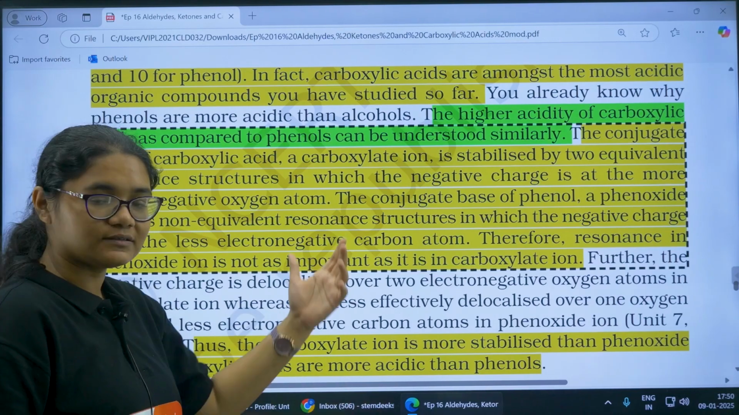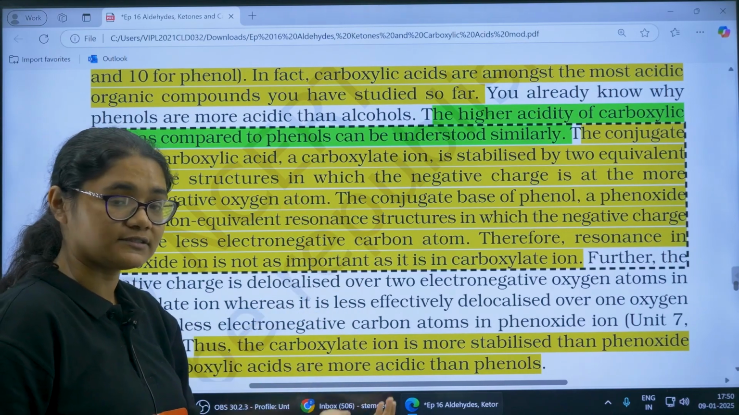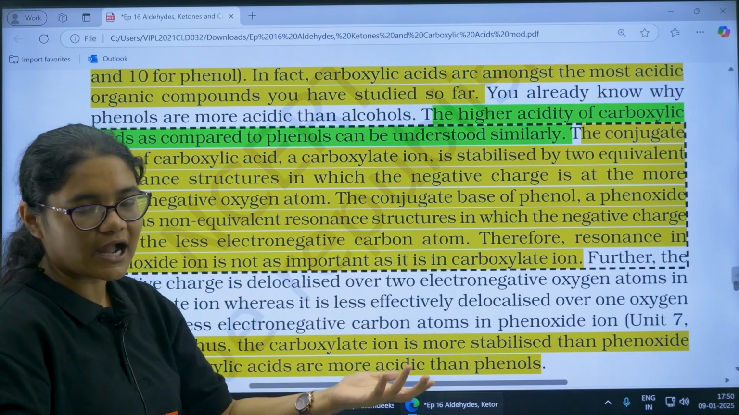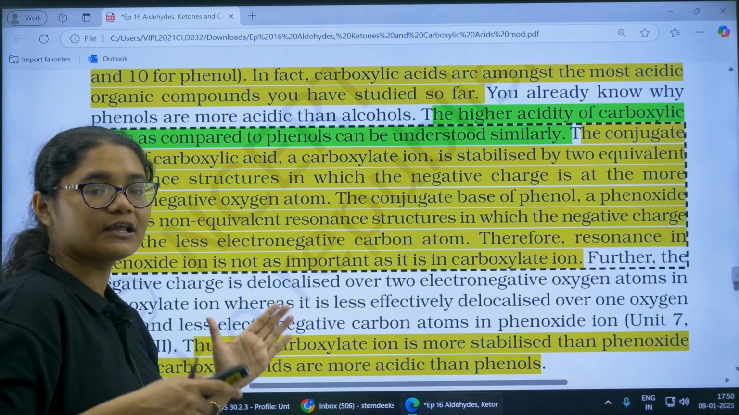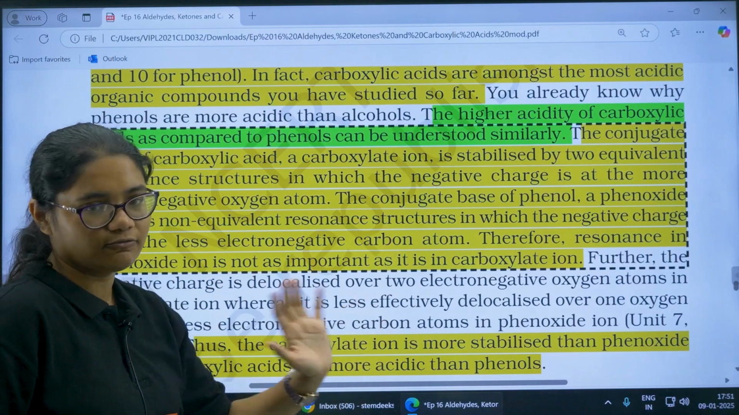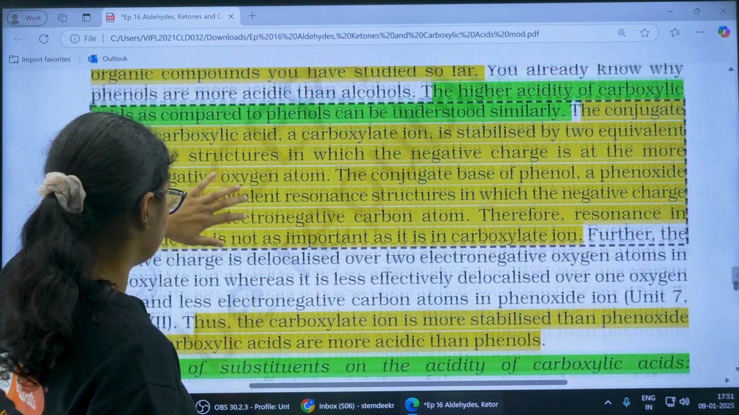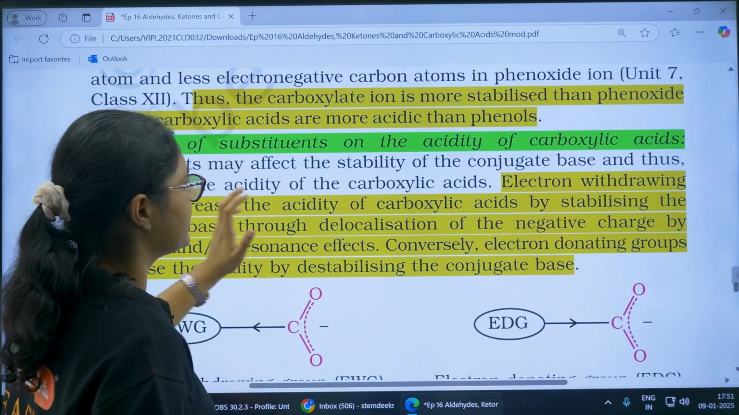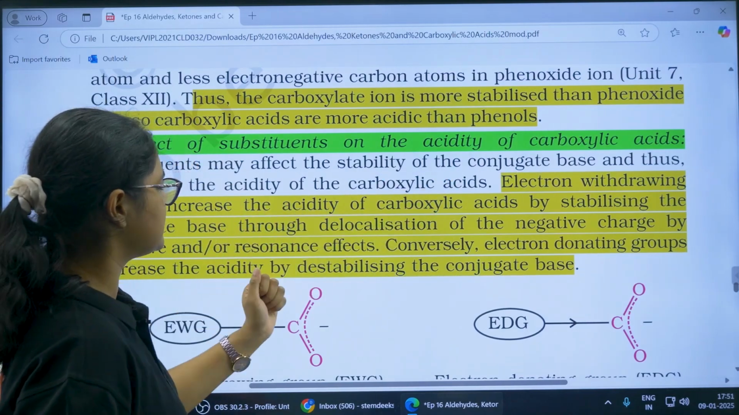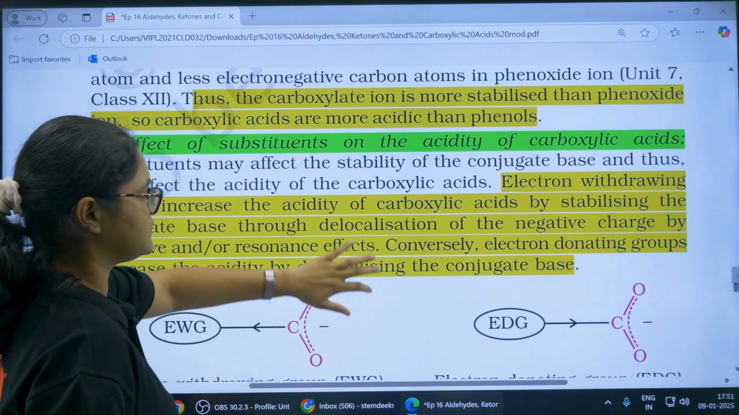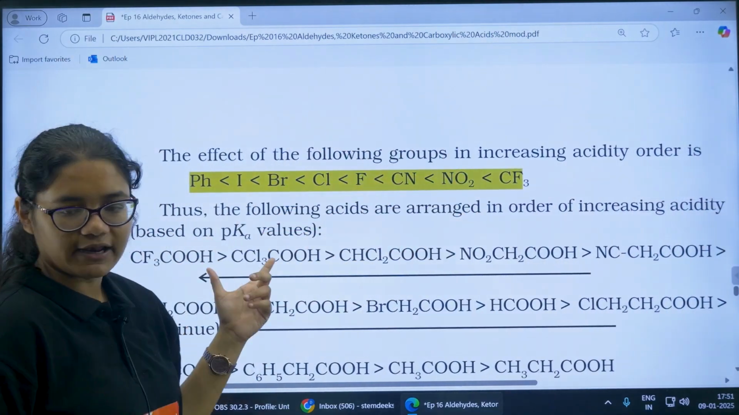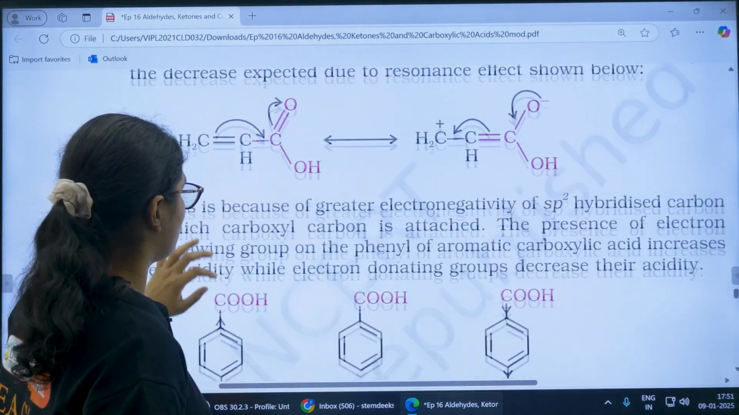So both the factors here contribute to less stability in the case of phenoxide ion, and in carboxylate ion both the factors contribute to higher stability. So that is why carboxylic acids are more acidic than phenols. Next, moving forward, the effect of substituents. An electron withdrawing group will increase the acidity, a donating group will decrease the acidity. Next, you should know the order of electron withdrawing groups, that is important.